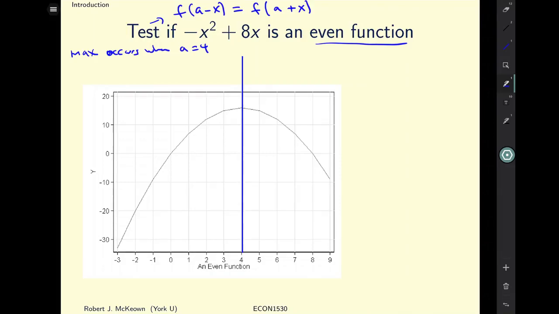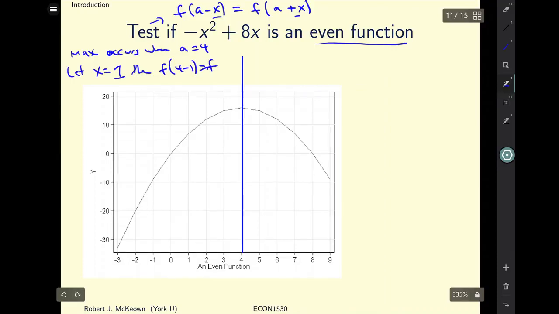So if this function is symmetric, it should be the case that negative x, well, let's try this. Let x, these x's, be equal to 1. Then f of 4 minus 1 should be f of 4 plus 1. And let's try that.